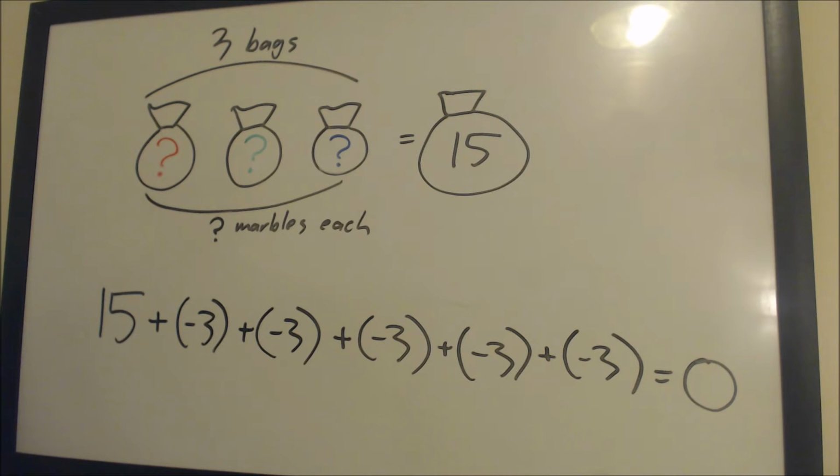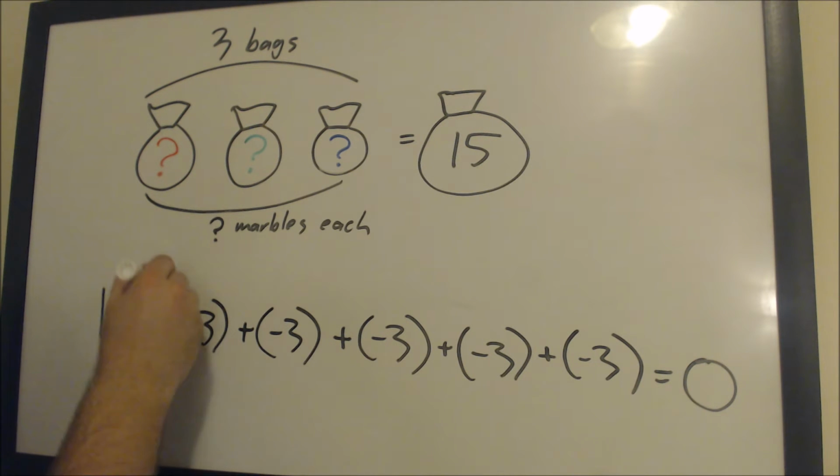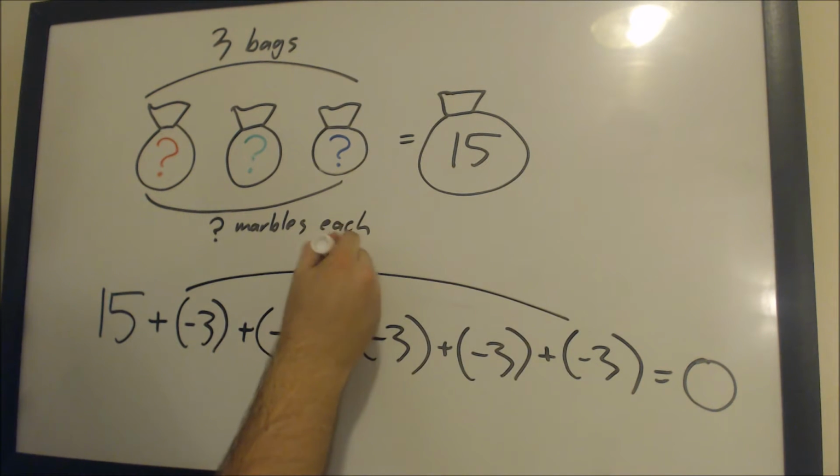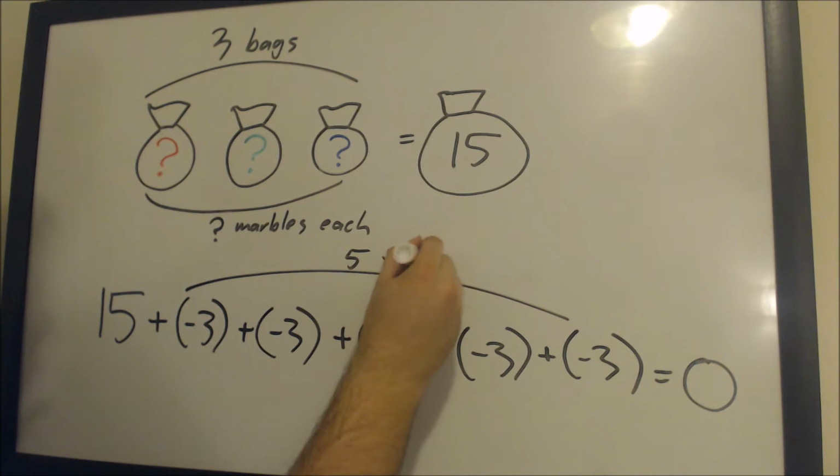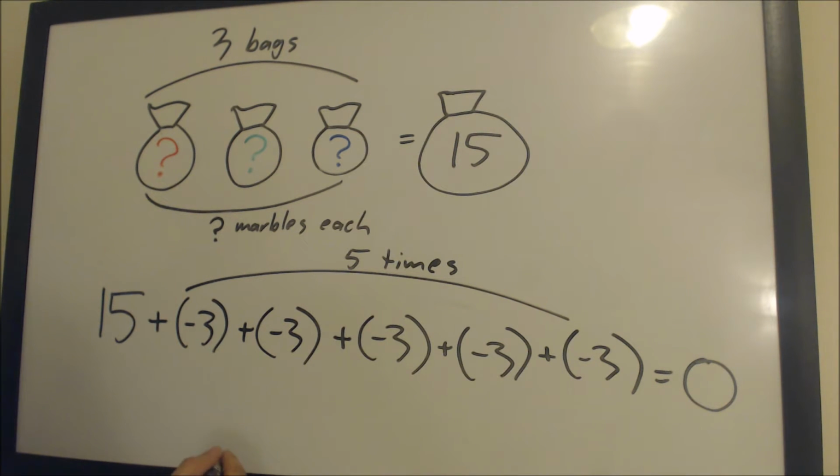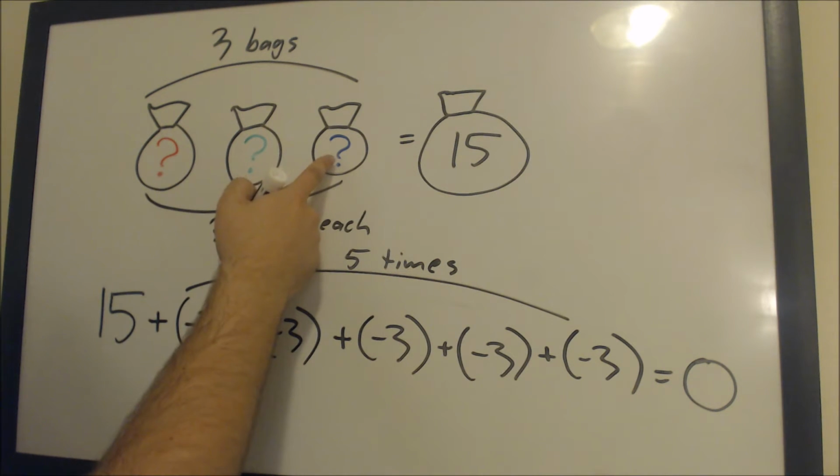So how can we use this model for division? Well, all I have to do is count the number of times I took away 3. I have 1, 2, 3, 4, 5. I took away 3 five times. That means there had to be 5 marbles in each bag when I started.